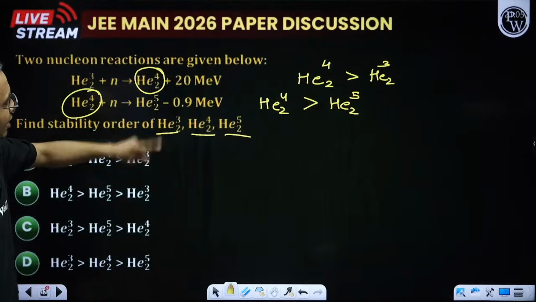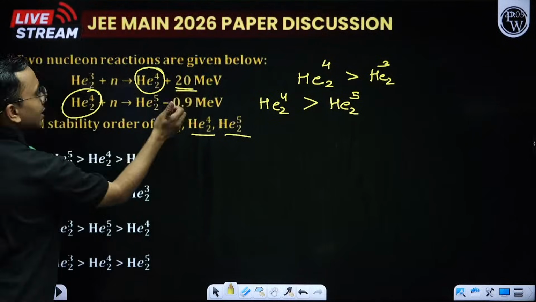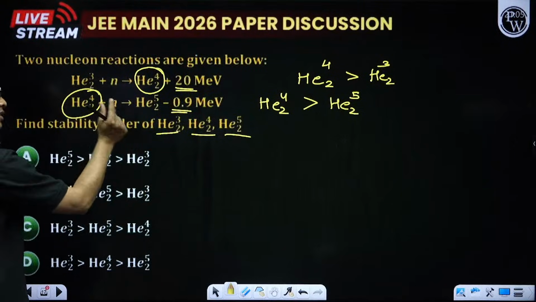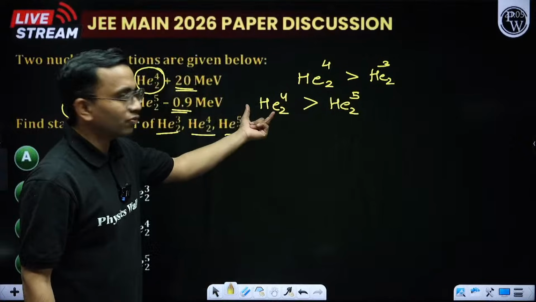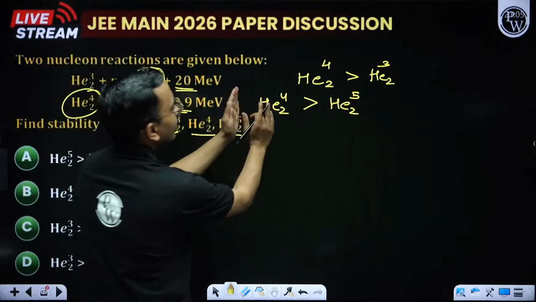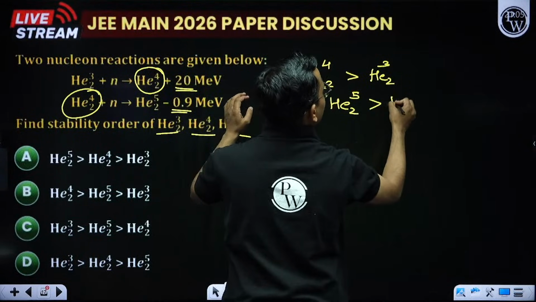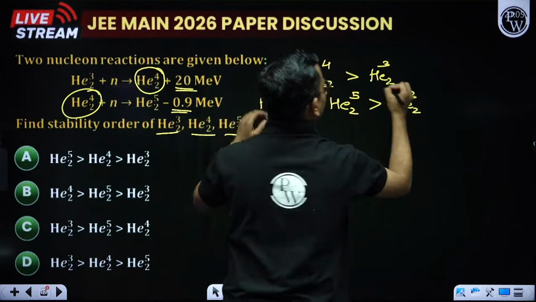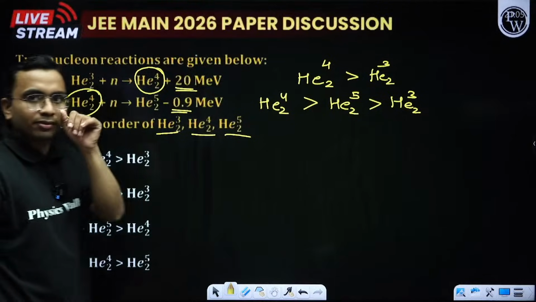In which case the energy released is greater. So here the difference in energy is greater. Here the difference in energy is lesser. It means He2 5 is less stable than He2 4. That is there, but the difference is very small. It means He3 will come here. So He4, He5, He3. That is option B.